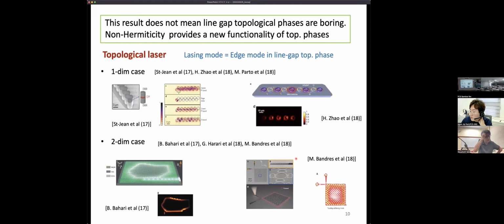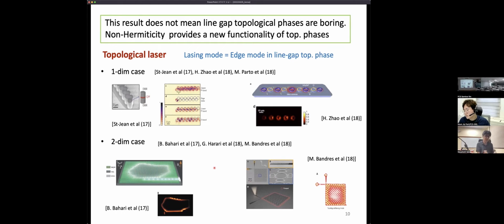In the case of non-Hermitian systems, the energy of the edge mode can be imaginary. This implies that we can have an amplifying mode in the edge mode, and by using this amplifying mode, we can obtain a lasing mode. Actually, by using the non-Hermitian version of the SSH model, they obtained the lasing mode using the in-gap state of the non-Hermitian SSH model. We can also consider the non-Hermitian version of the quantum Hall states, and they realize the lasing mode by using the edge mode of the quantum Hall state. So we can say that non-Hermiticity provides a new functionality of topological phases.